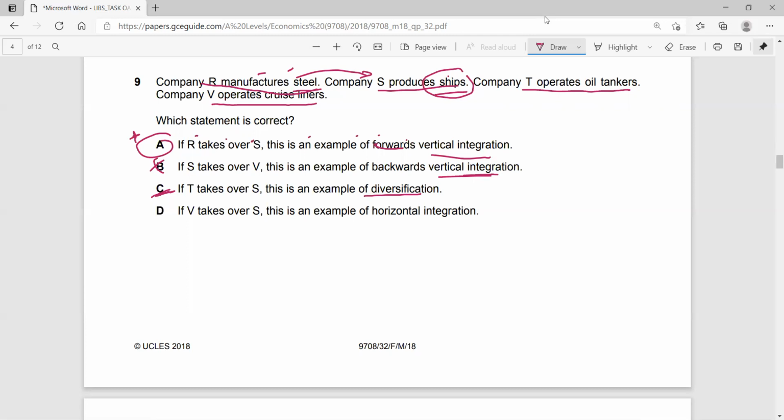If V takes over S, so cruise liners takes over ships, this is an example of horizontal integration. Well, no, not really, because horizontal integration is if you take over another company in the same stage of production.